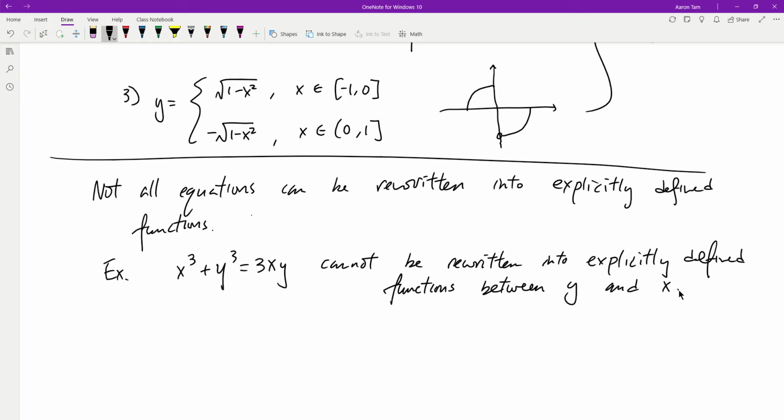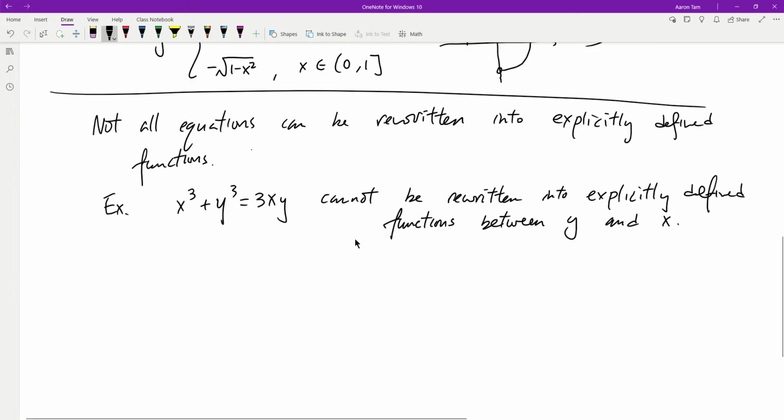In this scenario right here, in this equation right here, notice the symmetry. It doesn't matter which one you try to solve for, you will never be able to isolate y or x by itself. And because of the cube power, and also because you have a singleton x and y of the first power, it's extremely hard to actually isolate them, and I don't think that's actually possible. But we are pretty sure that there are functions hidden inside this equation because of the graph.